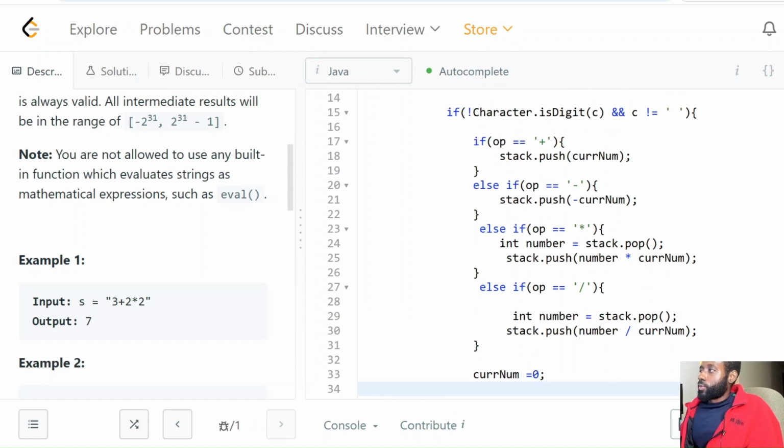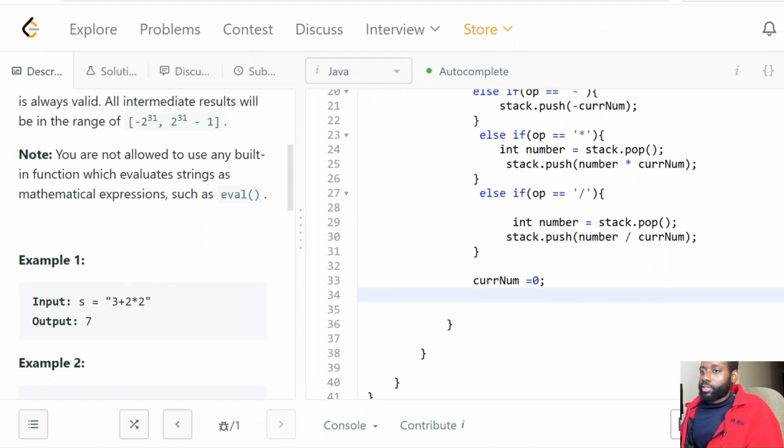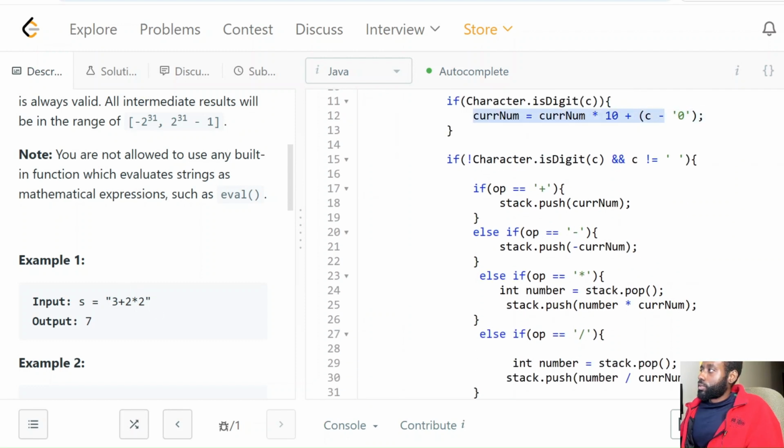But also we need to capture, since this is a non-digit and it's also not an empty space, it's an operator. So we need to capture that operator so that we know what to do once we start building the next number. For this example, we see multiplication, and we store it here.